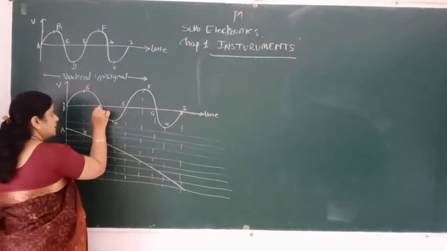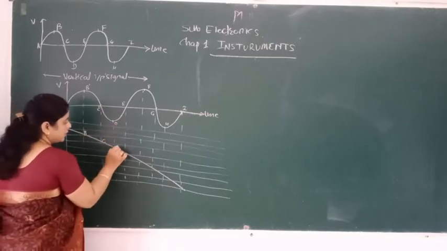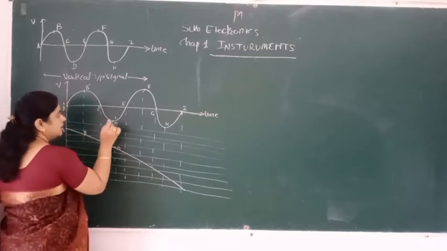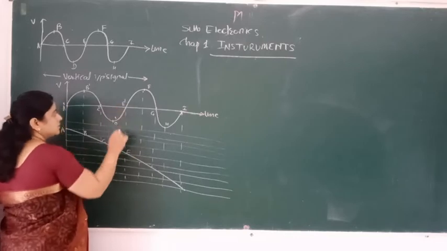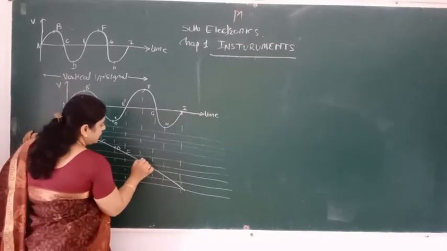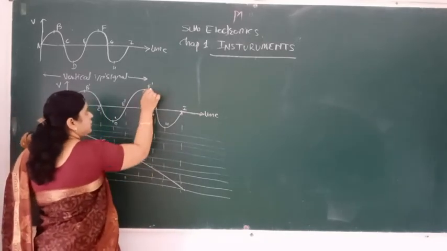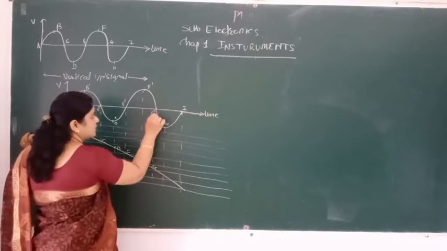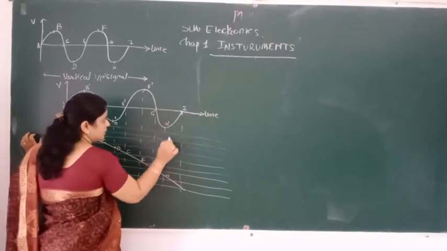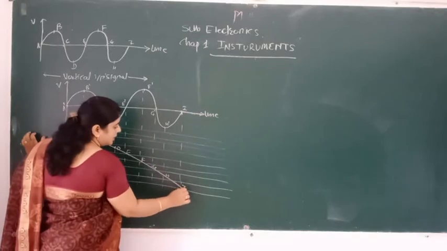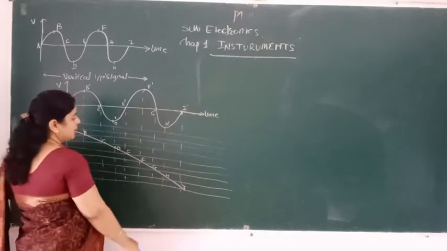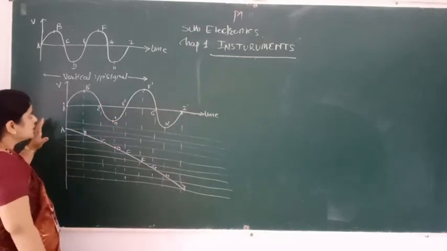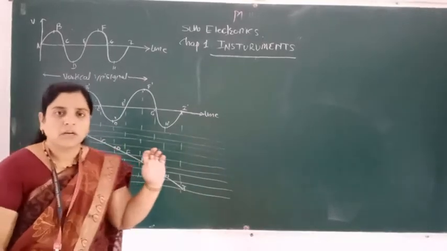If it is C, then it is C dash. If you are giving D here, then D dash. E, the image of E is E dash. Similarly, G is G dash, H is H dash, and I is there, so it is I dash. So this is the diagram for how you observe the waveform.